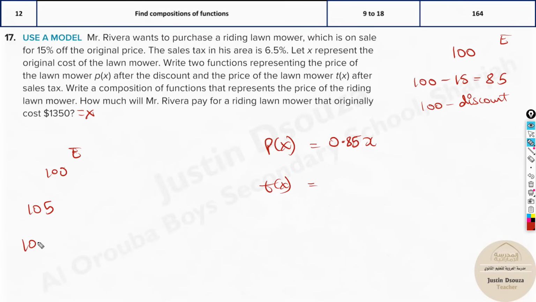What happens is for 100 you add that 5. Now over here also for 100%, if you add 6.5%, how much is it? Now it's all in percent, so this will become 1 plus 0.065, because 6.5% is 0.065. I'll show you how to calculate that in the calculator.